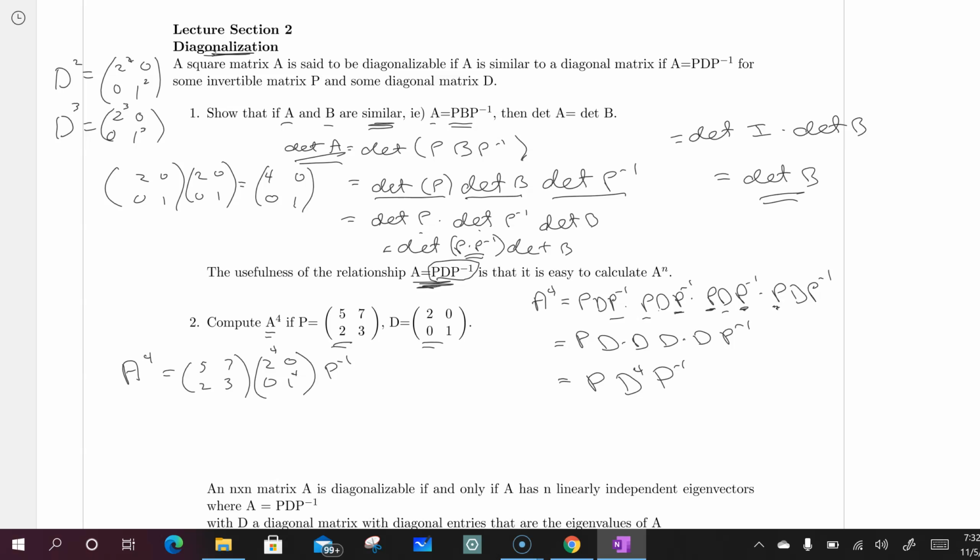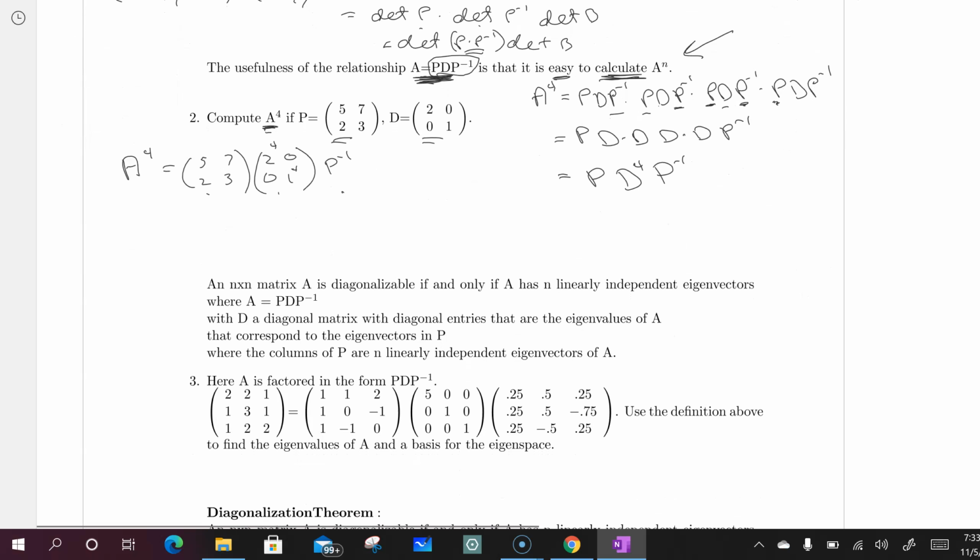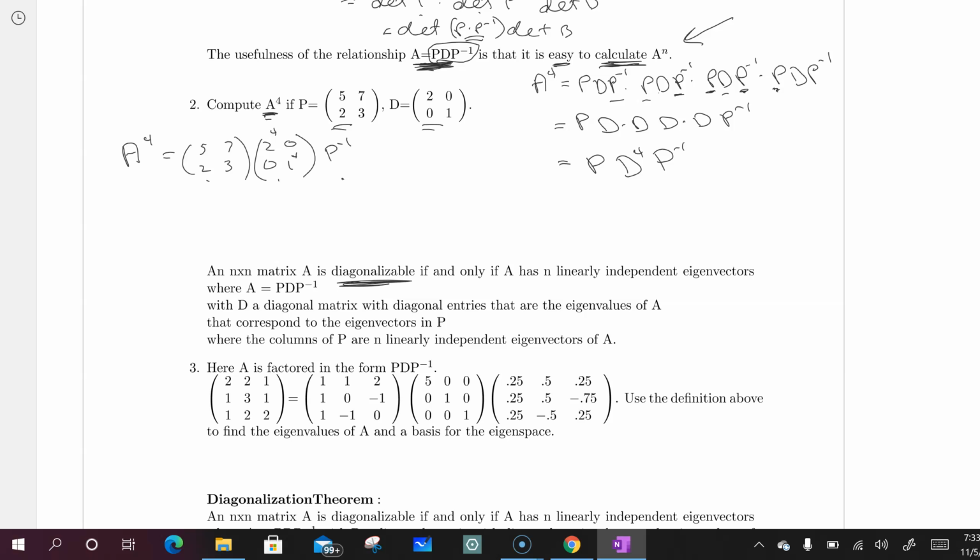Okay, so the point is that instead of multiplying 3 times 4, 12 matrices together, I'm going to have 3 to multiply together, which is so much easier, even if you're doing it on a computer. So that's why we want to be able to write A as PDP inverse, because this is the point. We can easily calculate A to the n. Okay, so let's go into what that process is called. That's what diagonalization, the title of this section, is.